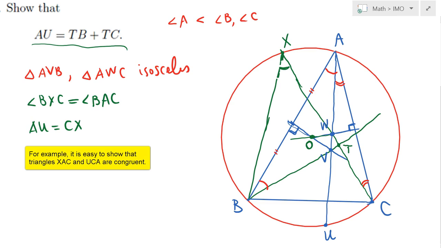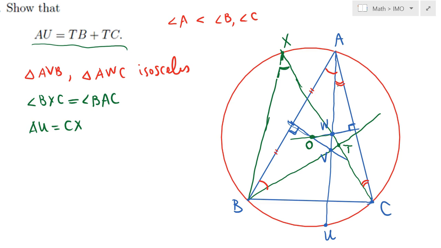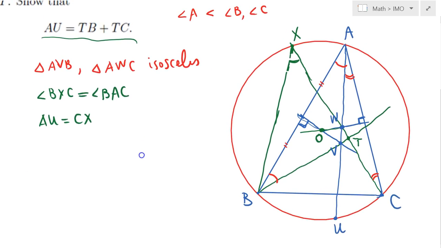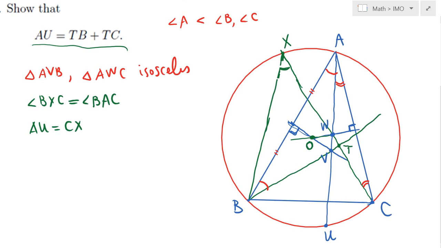So this is due purely to the symmetry, the perpendicular bisector of AC going through the center of our circle, and the triangle AWC being isosceles, which guarantees that the chord AU and the chord CX are equivalent. But then the problem reduces to, instead of showing AU being equal to TB plus TC, showing CX being equal to TB plus TC. So we need to show this.